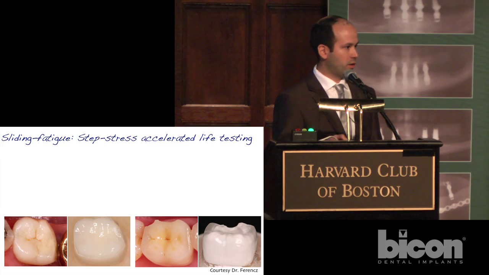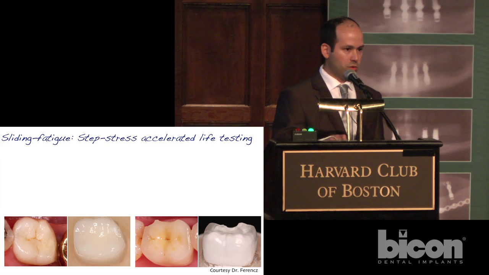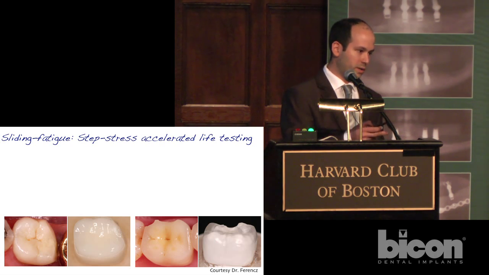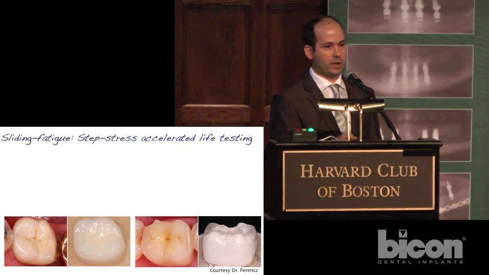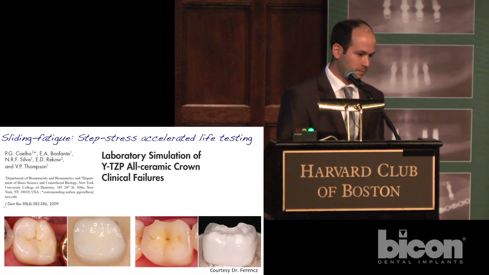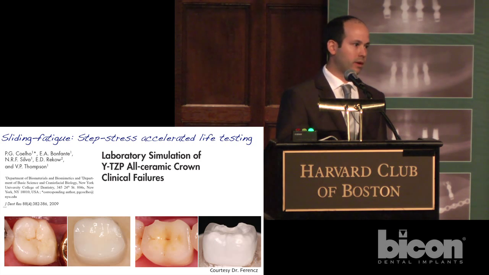But in essence, what does it do? We have an indenter that contacts a cusp incline, for example. It applies the load, slides 0.3 to 0.5 millimeters, and then lifts off the sample without causing it any impact, just as it does in occlusion. And these are some of the failure modes that have been observed in the clinics compared to some that were produced in this laboratory. This was published 5 years ago, and everything that we're describing from now on will have been performed using this testing methodology.